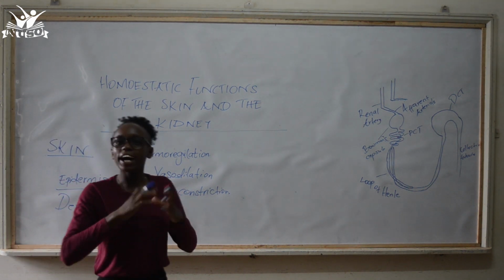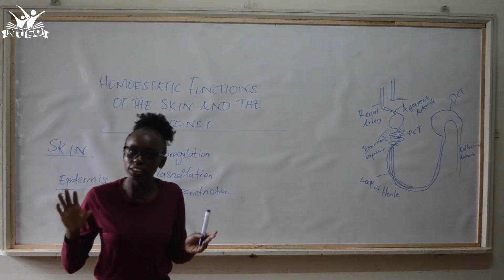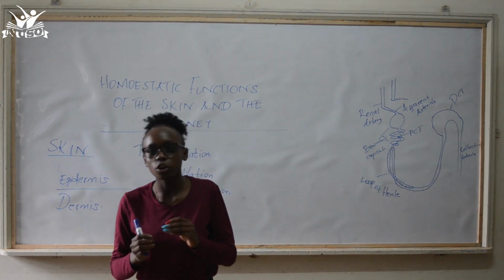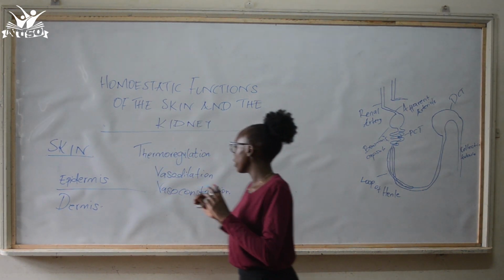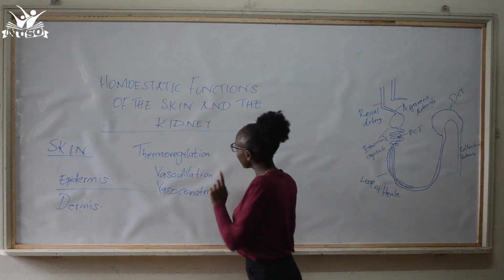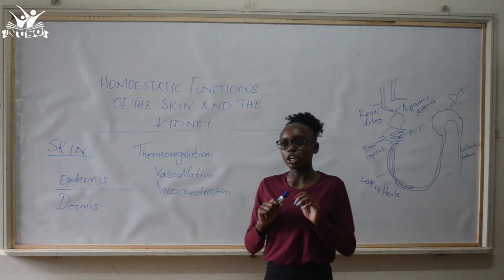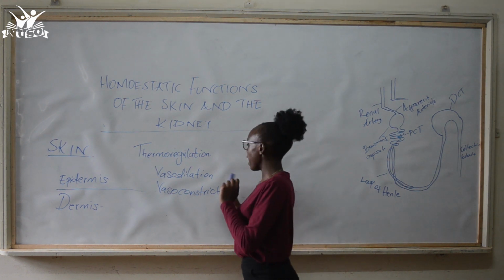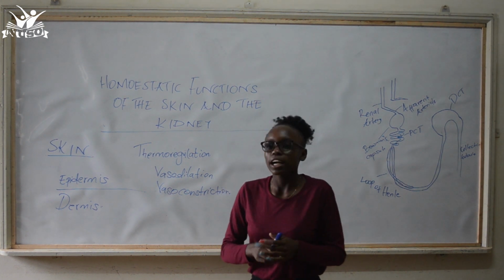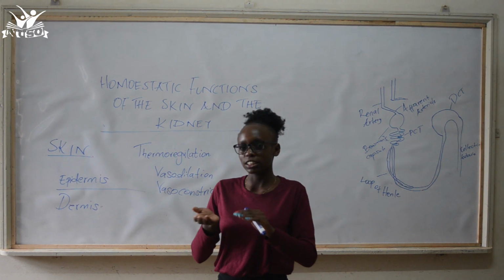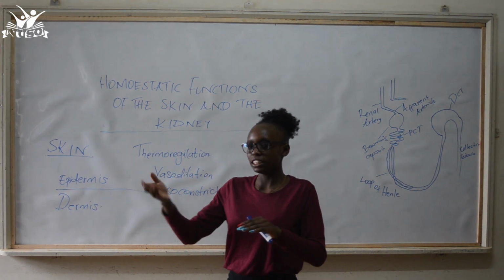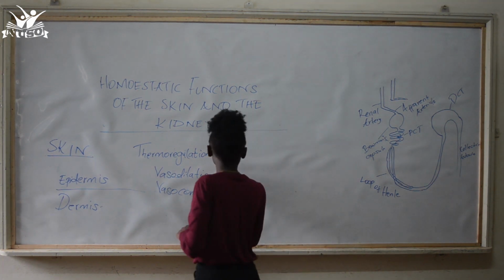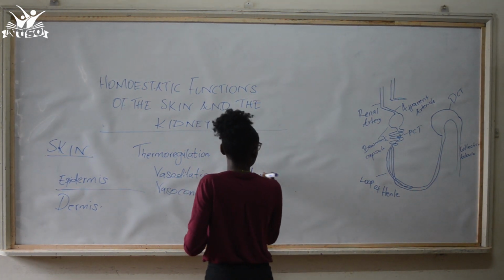Vasodilation occurs when the weather is hot. Now when the weather is hot, the erector pili muscles, they do what? They relax, and then the hair follicle lies flat on the skin. The blood vessels come up toward the surface of the skin so as to release heat to the environment because the weather is hot.